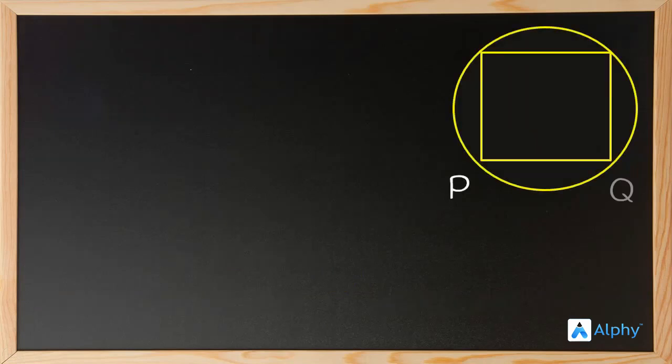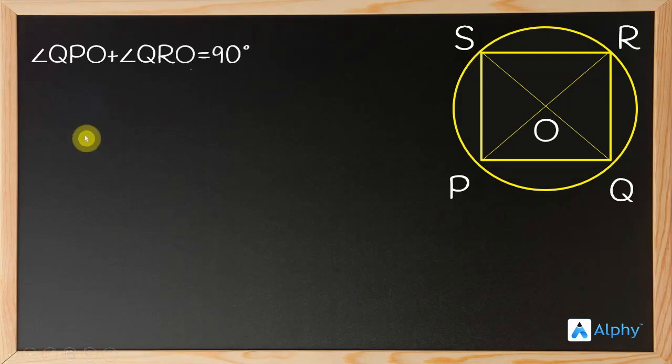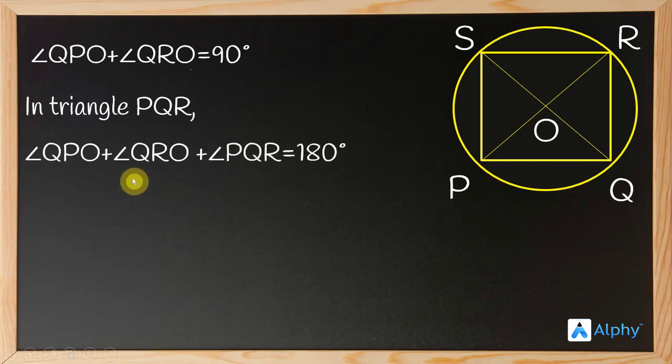So again, we have the quadrilateral PQRS with us. It is very important that you see this quadrilateral very nicely and you understand how we have drawn it also. Earlier we discussed how we got angle QPO plus angle QRO is equal to 90 degrees, and what we are doing now is that in triangle PQR, in this particular triangle we are taking a look, and we can say that angle QPO plus angle QRO plus angle PQR is equal to 180 degrees.